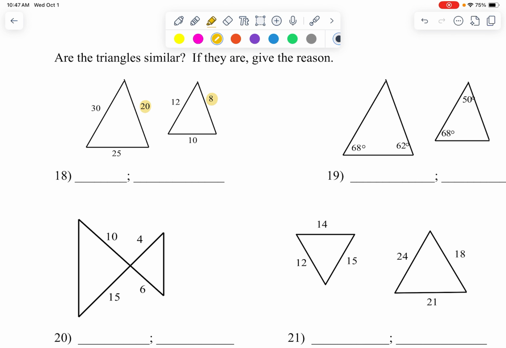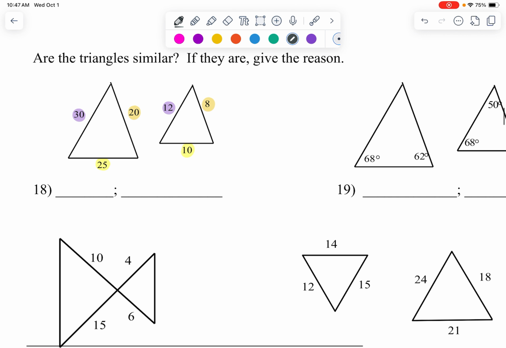It does look like these are just translations or shifts of one another. So it looks like the 8 corresponds to the 20, the 12 corresponds to the 30, and the 10 corresponds to the 25. But I do need to check to see if those are proportional. So I'm going to set up a little extended proportion, and it's going to have little question marks technically. Are these side ratios proportional?